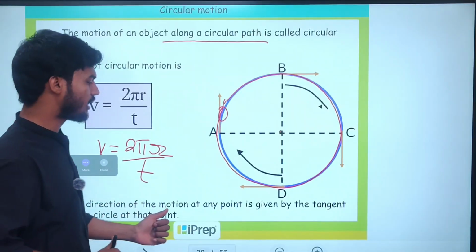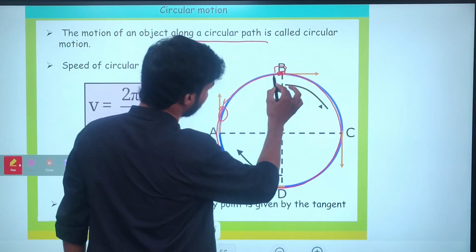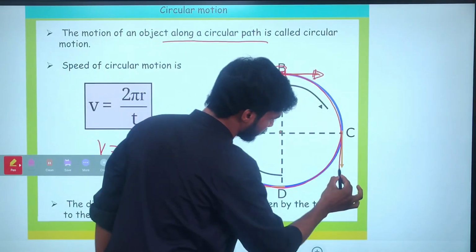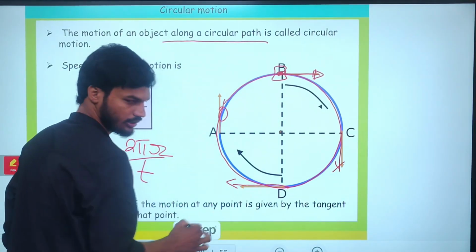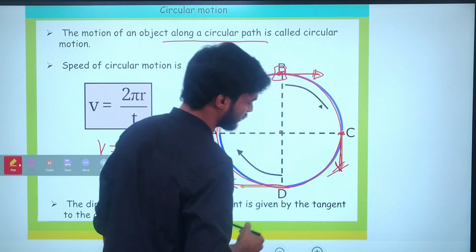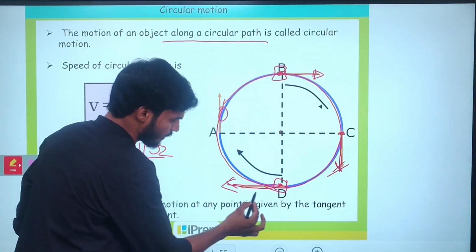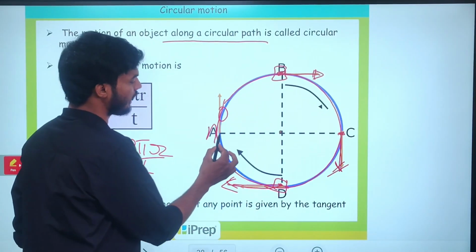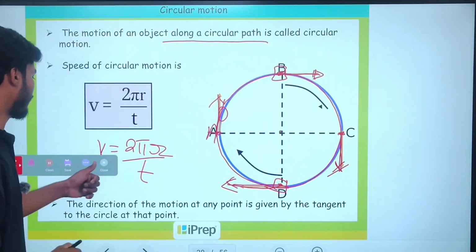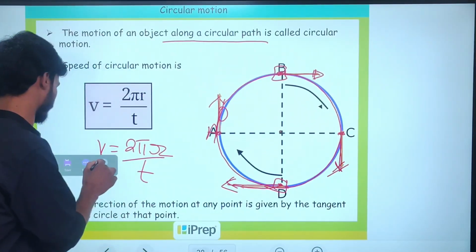The direction of the motion at any point is given by the tangent. So when the body is at position B, the direction is along the tangent at that position. When the body is at C, the direction is downward. When the body comes to D, the direction is to the left. When the body is at A, the direction is forward. Simply, in circular motion, the direction changes from position to position.